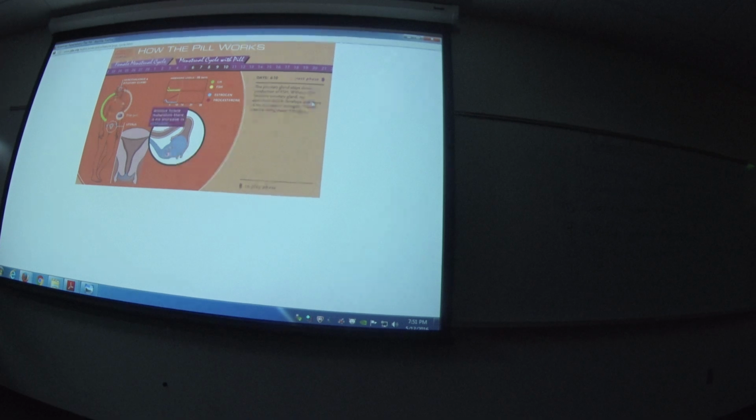Right? No follicles develop, no estrogen goes up, no thickening. And so if you look at the graph, these are staying flat because I'm not growing more eggs. Right? You're going without the surge, no ovulation, no egg, no deal. And your cervical mucus stays plugged. Right? That's the logic of a birth control pill.